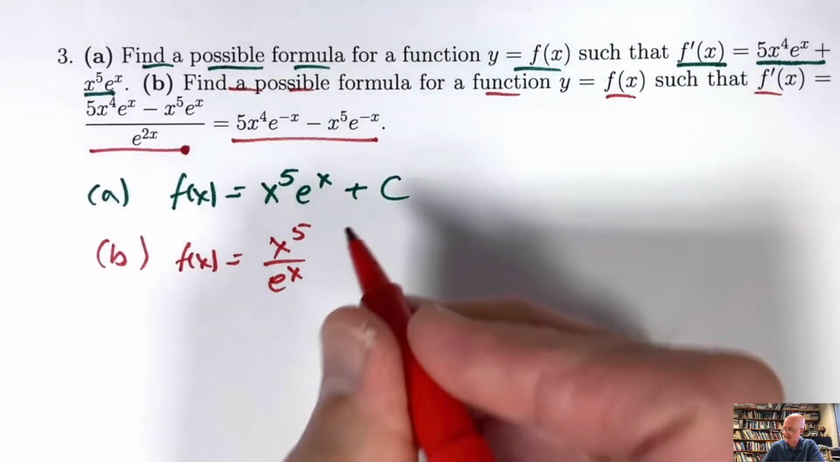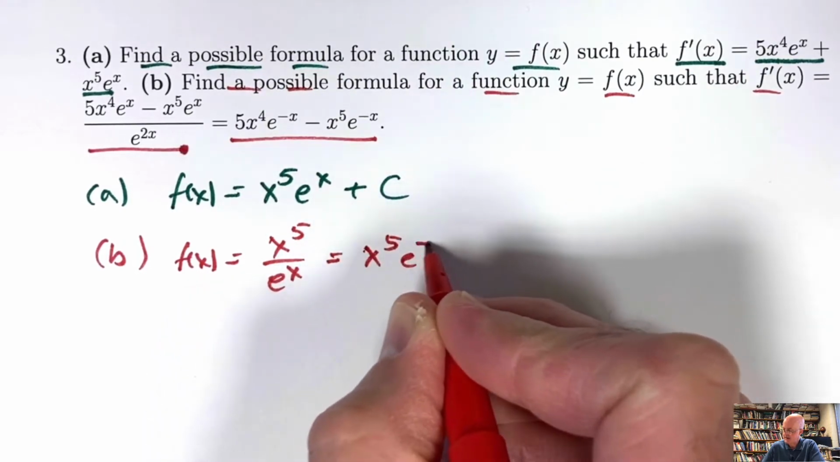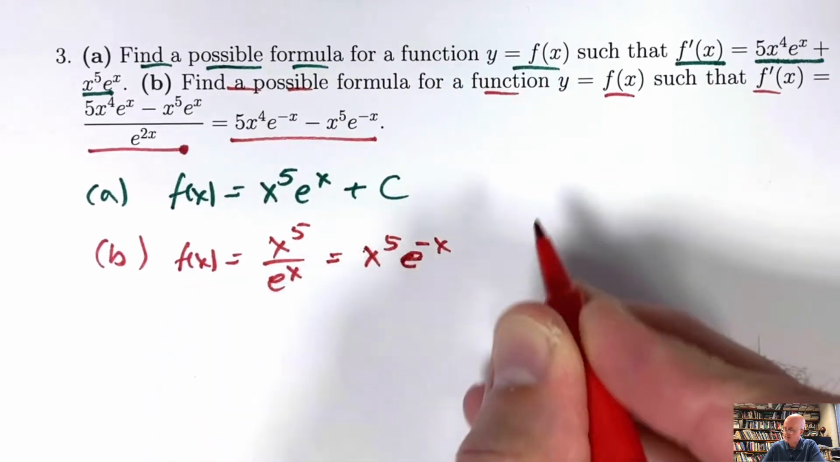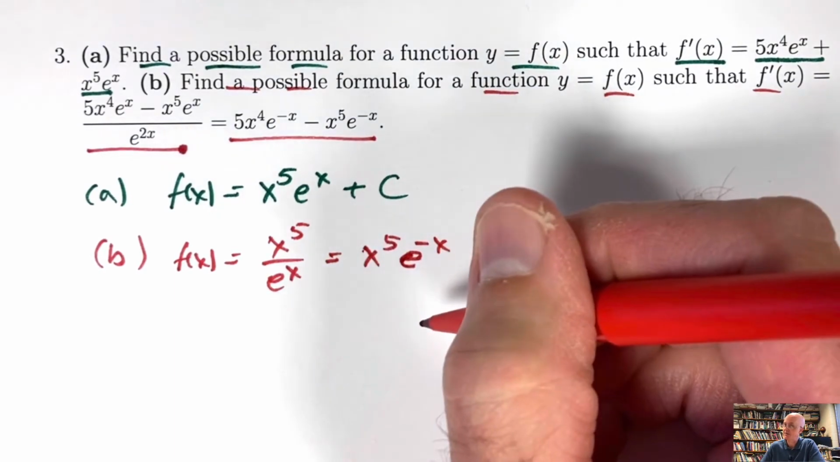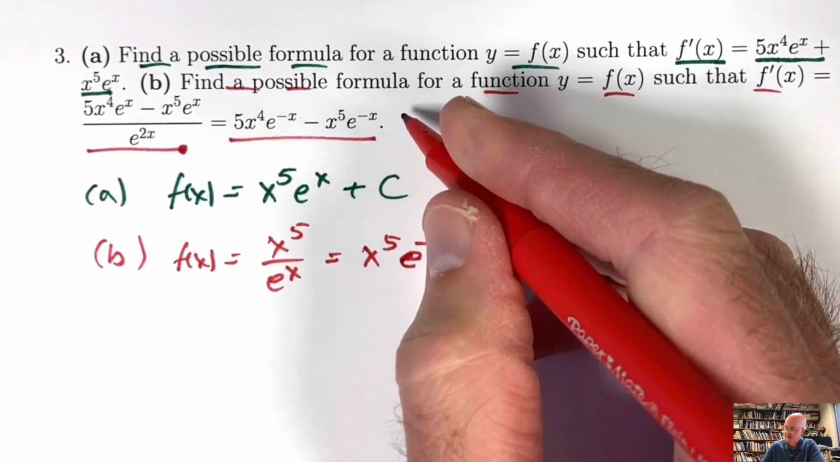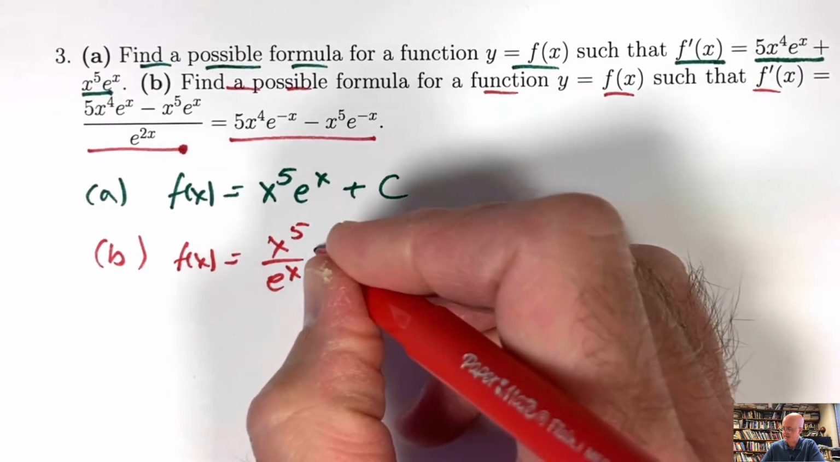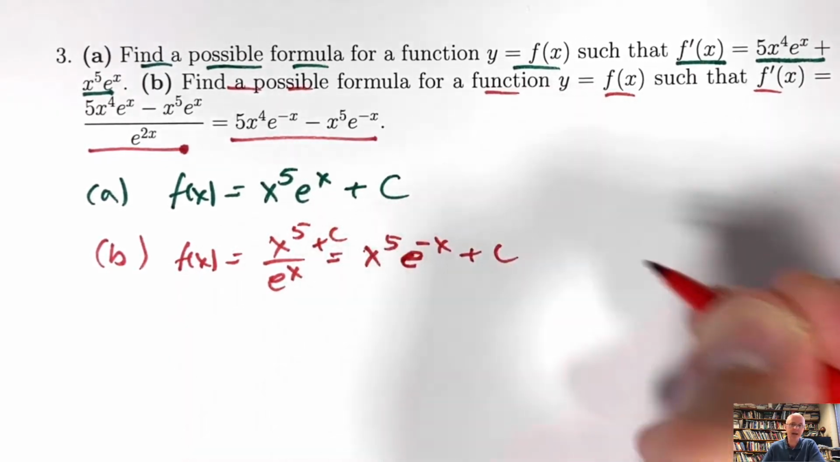This does check. This is the same as x to the 5th times e to the negative x, and if you use the product rule, plus the fact that the derivative of e to the negative x is negative e to the negative x, like we've seen, you'll get this expression here. And once again, I can add a plus c, where c can be any constant.